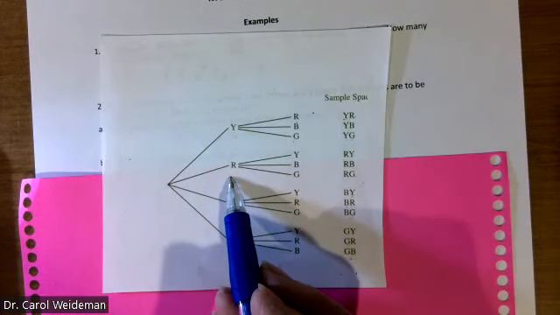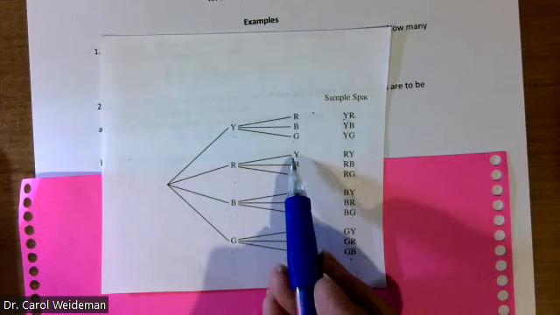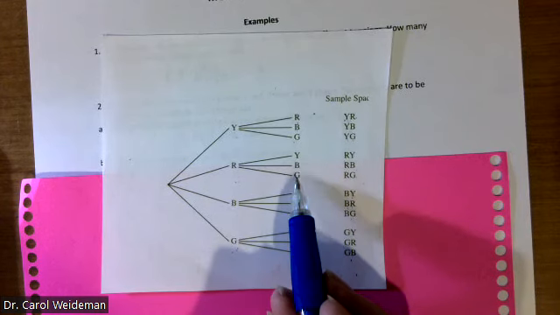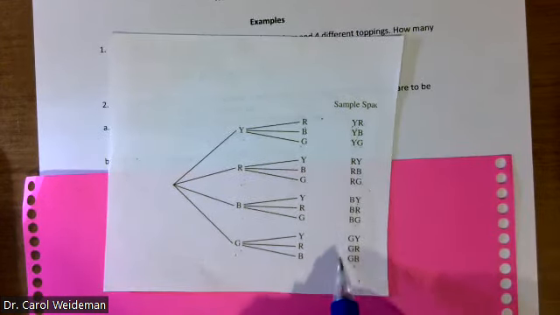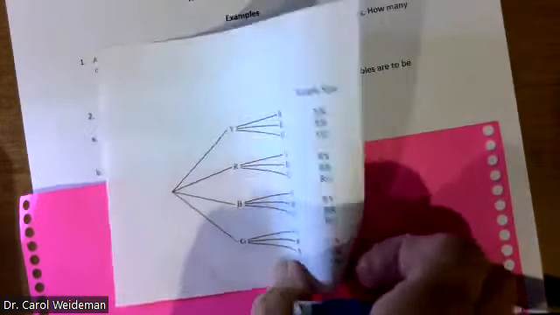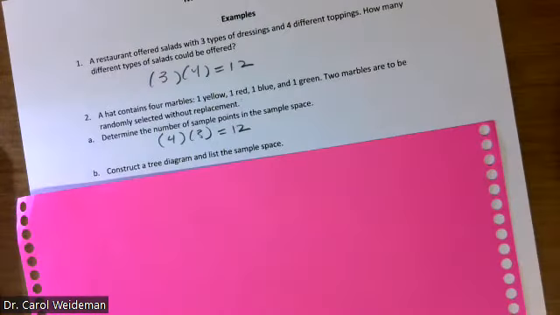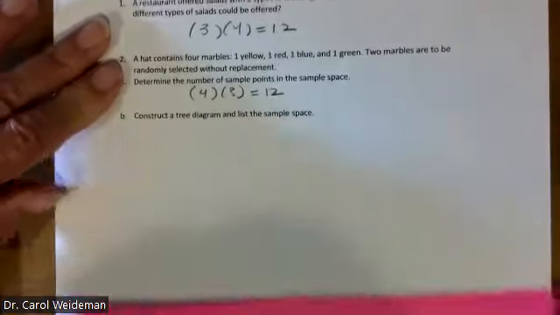Likewise, if we picked a red marble first, we take it out, we put it aside, and then the second marble could be yellow, blue, or green, and so forth. And then there's my 12 sample points that I calculated in the first part of the problem. Now we're going to answer some questions using the tree diagram.